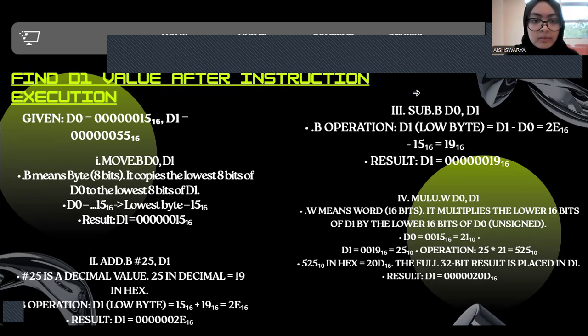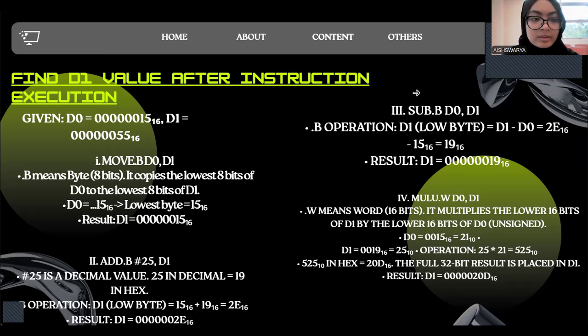Next is, find the D1 value after instruction execution. Given D0 equals 00000015 decimal, D1 equals 00000055. Number one is MOVE.B D0, D1. B means byte, 8 bits. It copies the lowest 8 bits of D0 to the lowest 8 bits of D1. D0's lowest byte is 15. The result is D1 equals 00000015.